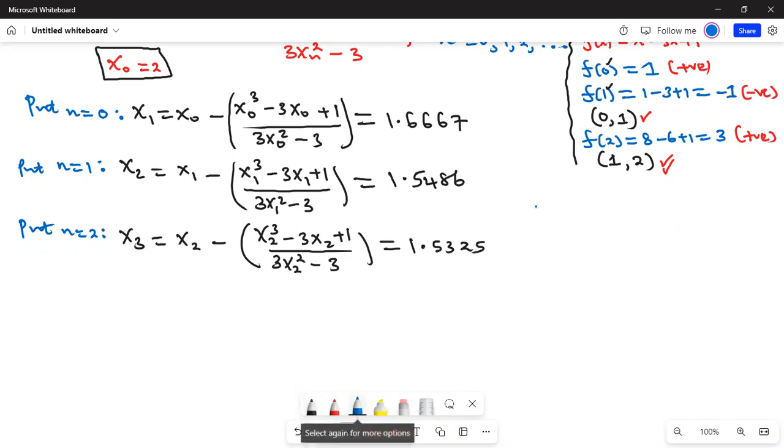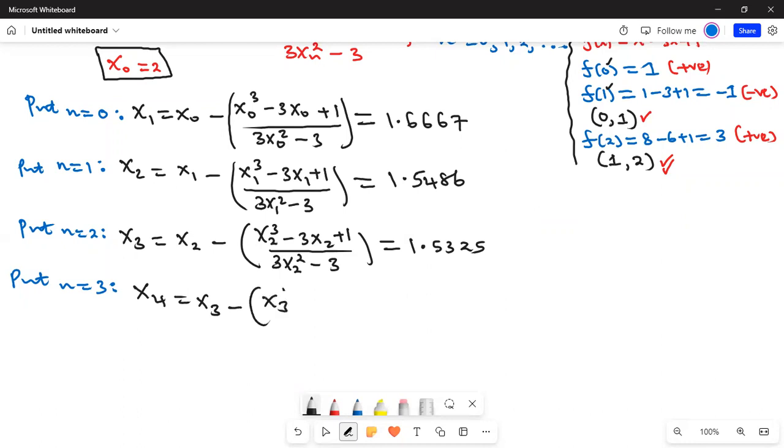We proceed when n is equals to 3. That will give us x4. x4 is equals to x3 minus x3 cubed minus 3x3 plus 1 over 3x3 squared minus 3. Again, press. That should give you 1.53209.